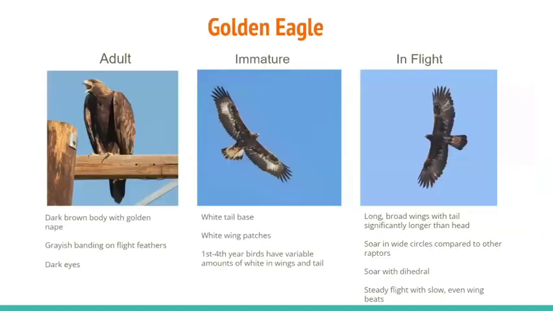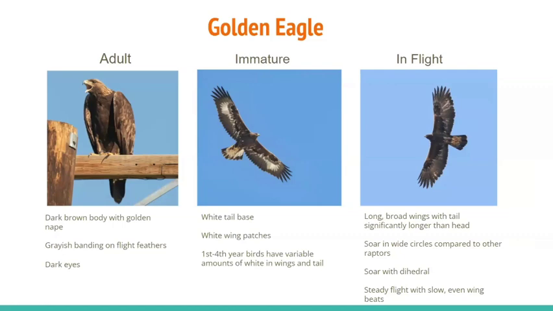So for the adult golden eagle, we have that beautiful dark brown body with the iconic kind of golden nape, so that area around their neck. If you were to look at their flight feathers, they would have a grayish banding kind of going all the way down, and they also have very dark eyes.